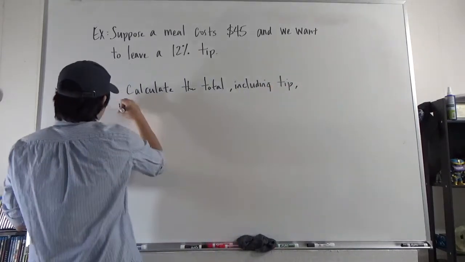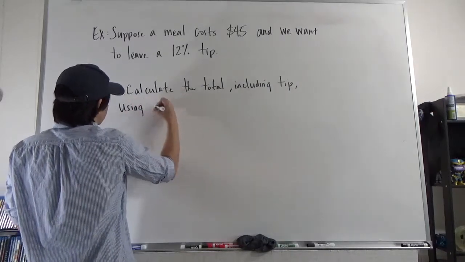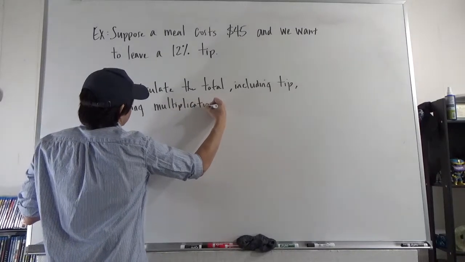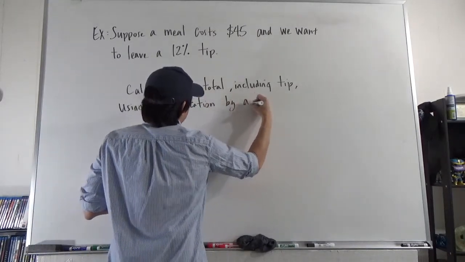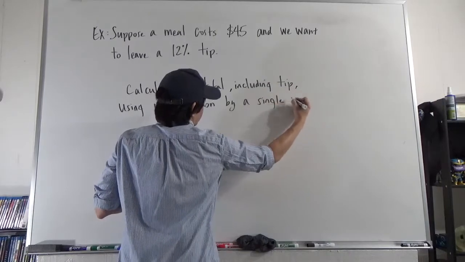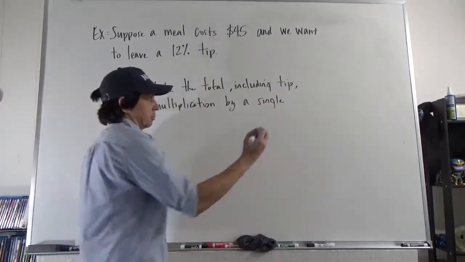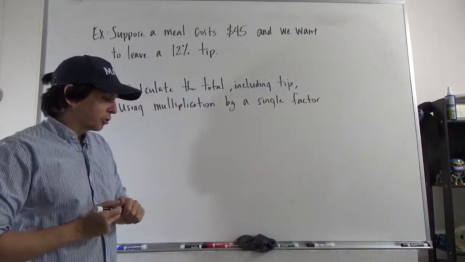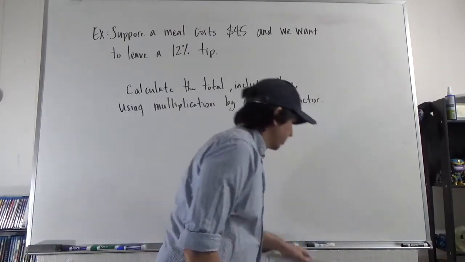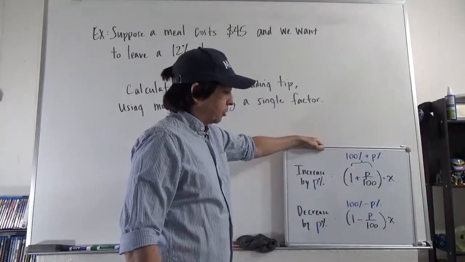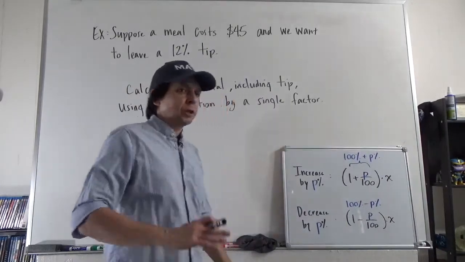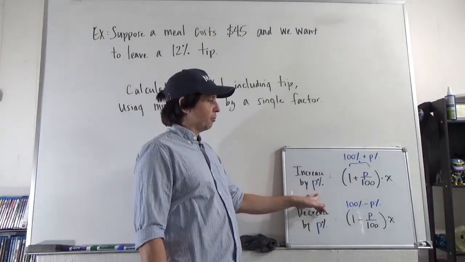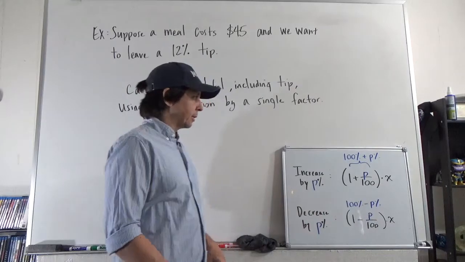And here's where the instructions are going to be very specific of using multiplication by a single factor. When you see those instructions on your homework, you're going to be following along with the formula that we just introduced. This is the tip. Tip is going to be a percent that's added to the amount that we have to leave. So we're increasing our bill by 12% and leaving that as our total.